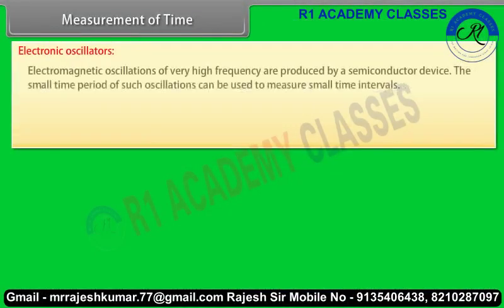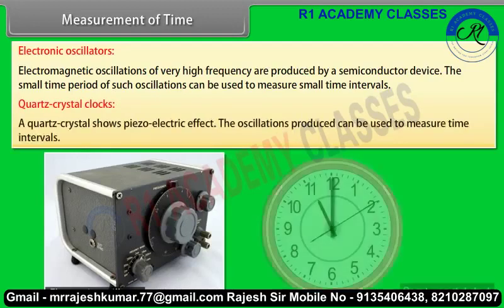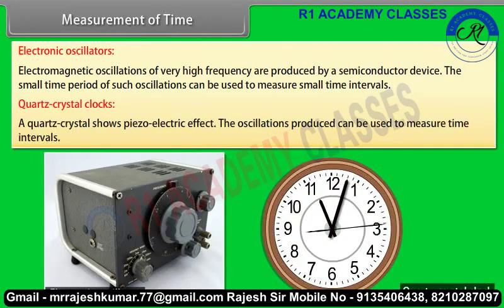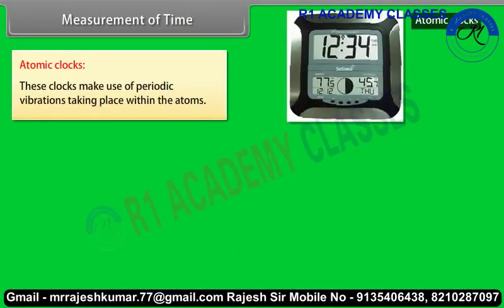Electronic oscillators. Electromagnetic oscillations of very high frequency are produced by a semiconductor device. The small time period of such oscillations can be used to measure small time intervals. Quartz crystal clocks. A quartz crystal shows the piezoelectric effect. The oscillations produced can be used to measure time intervals. Atomic clocks. These clocks make use of periodic vibrations taking place within the atoms.